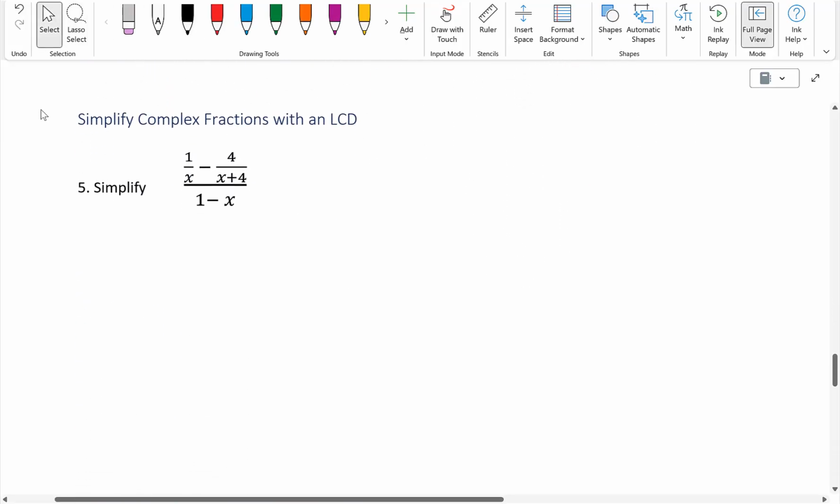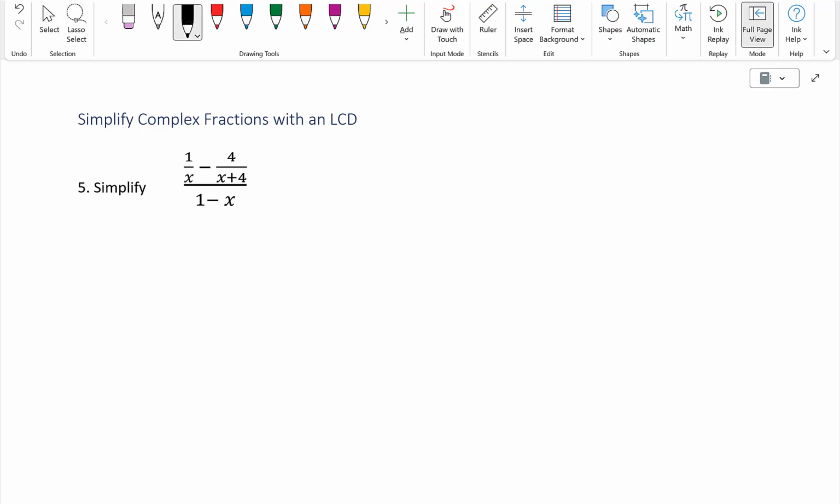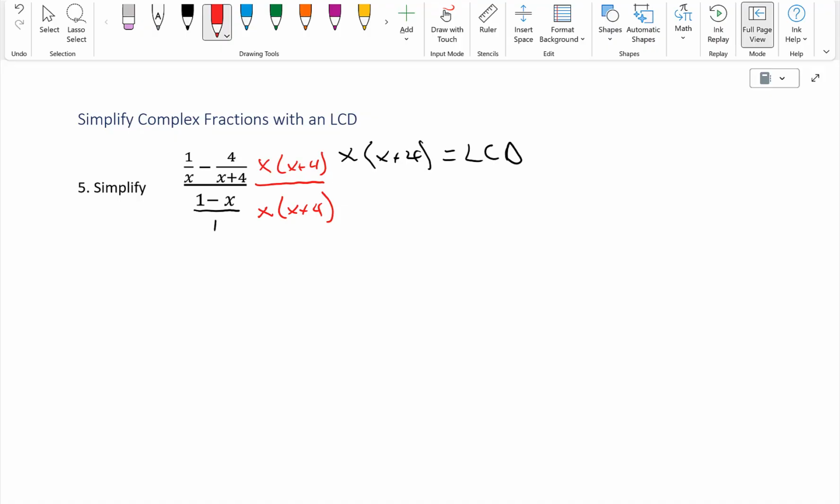All right, our other option is to just work with a single LCD. So we're going to look at all the denominators here. In the denominator, we have a fraction just over 1 if we want to view it like that. So our only factors are x and x plus 4. So we're going to take that as our LCD, which means I'm multiplying the whole numerator of this complex fraction by that LCD and the whole denominator by that LCD. And that's going to allow me to clear out all those fractions.